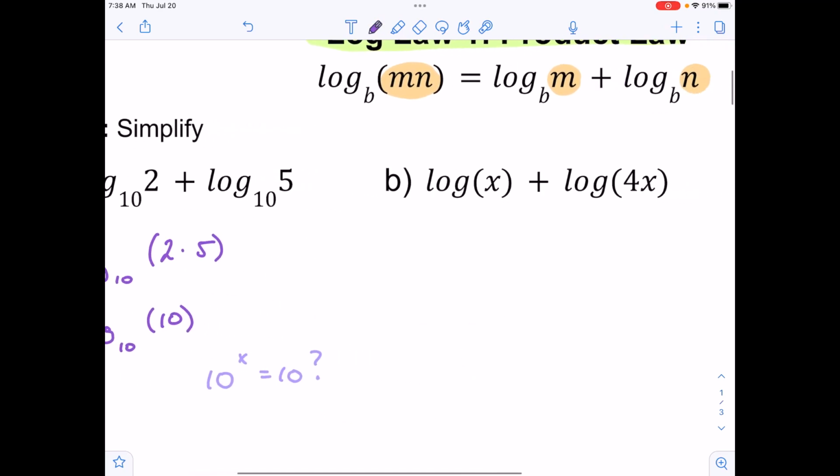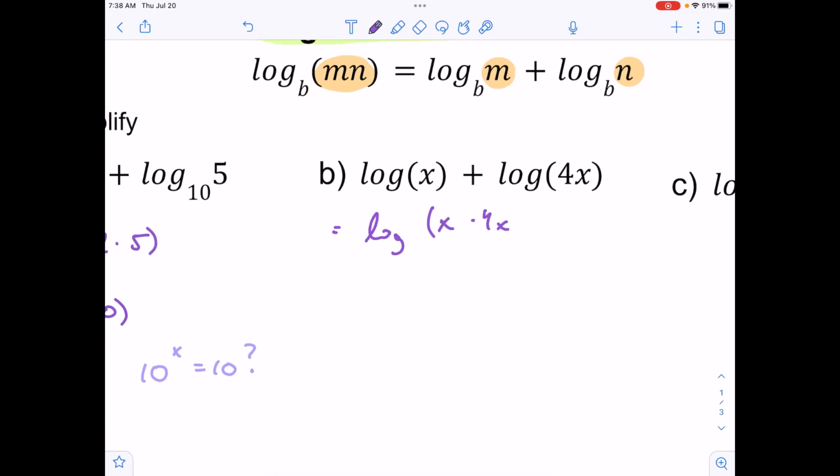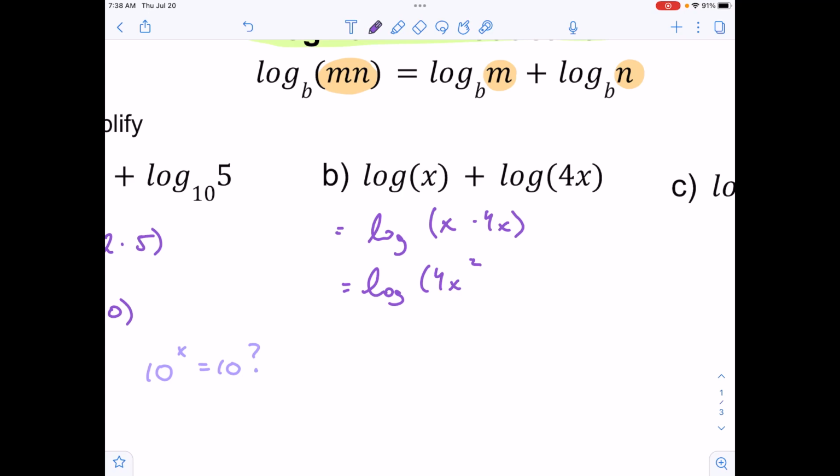Let's do another here. Log of x plus log of 4x. Again, through the law of multiplication, they have the same base, so I can bring it all together under one log. x times 4x, which is 4x squared. Nothing more I can do with this one because it's still working with the variable.